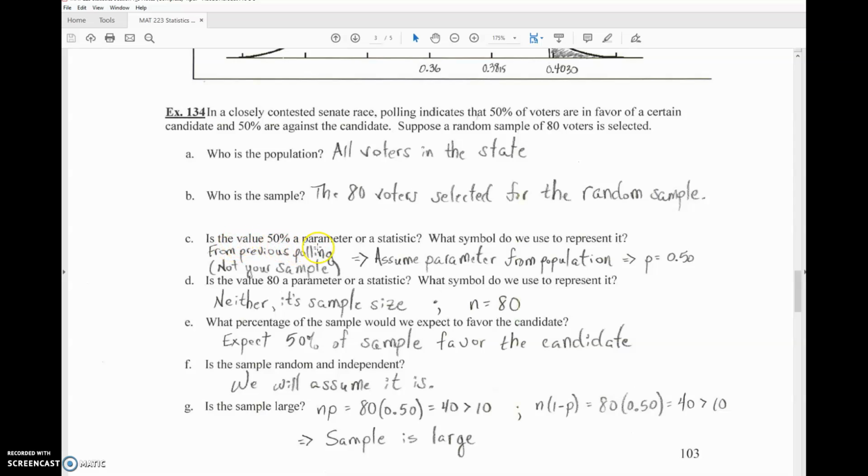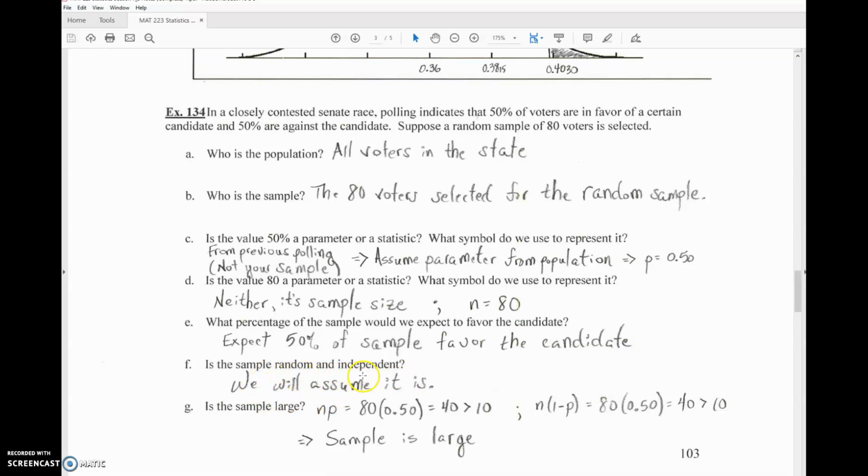Is that value 50% a parameter or a statistic, and what symbol do we use to represent it? Because that came from previous polling, not the sample that we're going to take, we assume that's the parameter from the population. So in other words, p is equal to 0.50. Is the value 80 a parameter or a statistic, and what symbol do we use to represent it? Again, that's neither. It's the sample size, so we use the symbol n to indicate sample size. n equals 80. What percentage of the sample would we expect to favor the candidate? If nothing's changed, we would expect about 50%, right? Because from past information, we knew that 50% favor the candidate. So we should expect to get 50% in our sample as well.